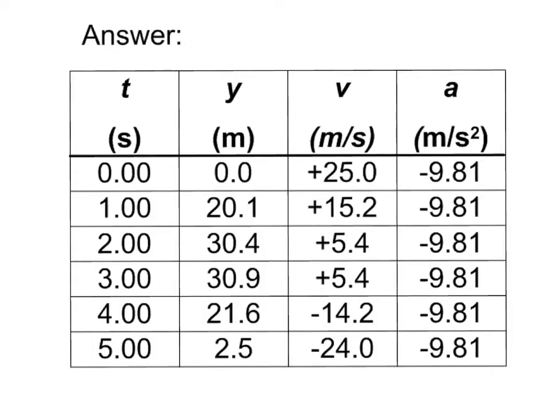Here is the answer page. It shows all of the answers to that previous problem. This was a very easy column to fill in because the acceleration due to gravity stays the same. And this was a pretty easy column. You're just going by 1 second increments. Hopefully you were able to get a correct value for these numbers.